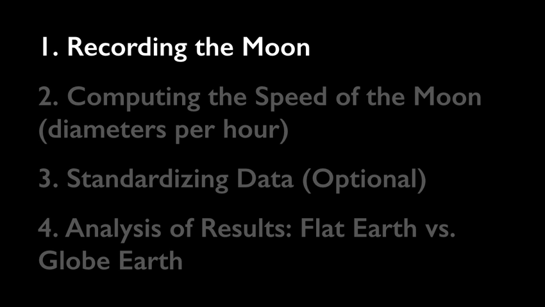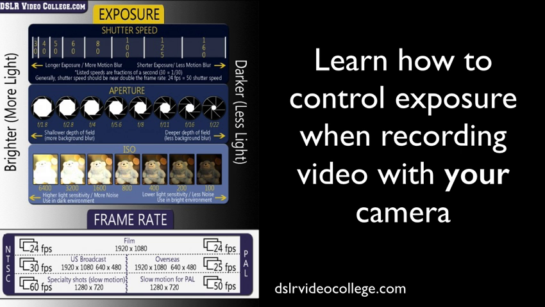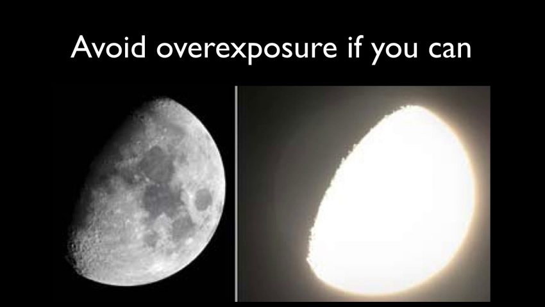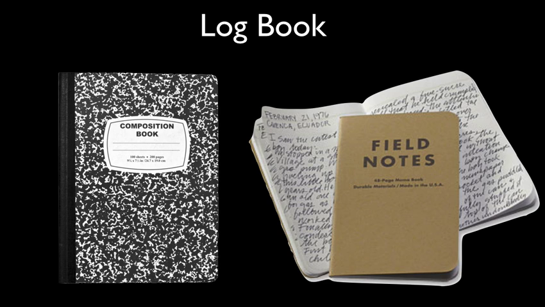Step 1. Recording the moon. The first step will be to familiarize yourself with recording video of the moon with your camera and tripod. In the last video on size of the moon, there was a primer on taking good quality images of the moon. Be sure to consult the manual for your particular camera and get the details on exposure. The nighttime moon can be a difficult subject because it is a bright spotlight on a black background, so it is very easy to overexpose.